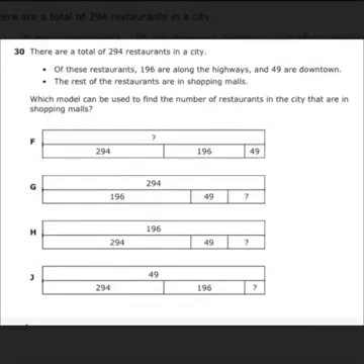All right, so it says there are a total of 294 restaurants in a city. Of these restaurants, 196 are along the highways and 49 are downtown. The rest of the restaurants are in shopping malls. Which model can be used to find the number of restaurants in the city that are in shopping malls?